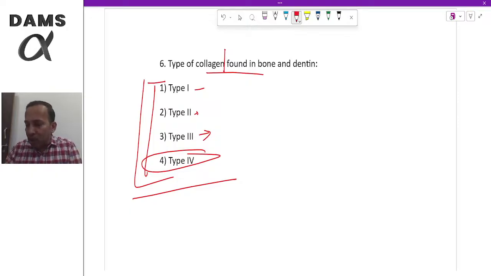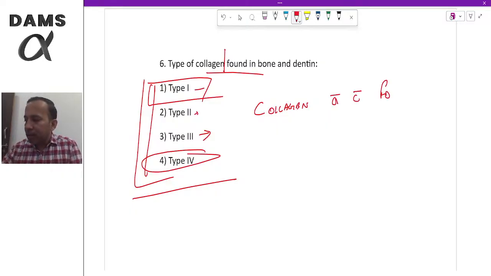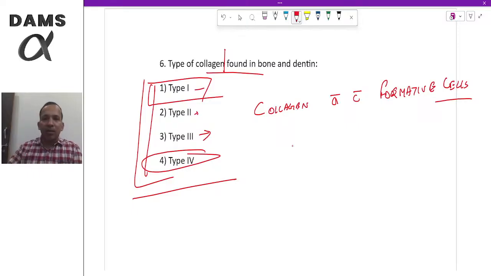So the primary fiber of any hard tissue would be type 1, obviously except for enamel. Enamel does not have any collagen fiber, isn't it? अच्छा, that being said कि enamel does not have any collagen fiber. Are any collagen fibers associated with the formative cells of enamel? That is ameloblasts, isn't it?